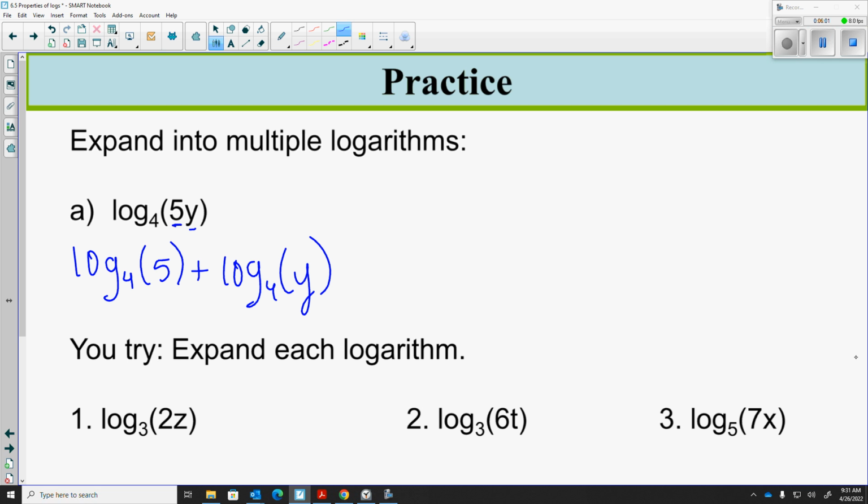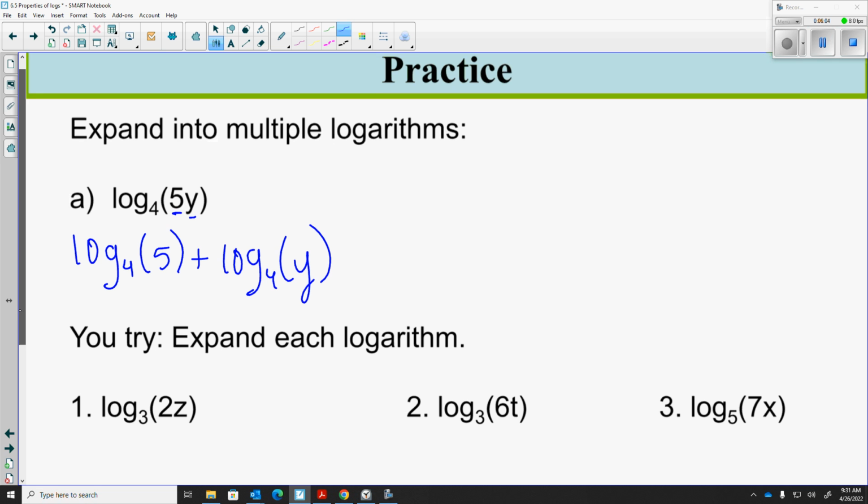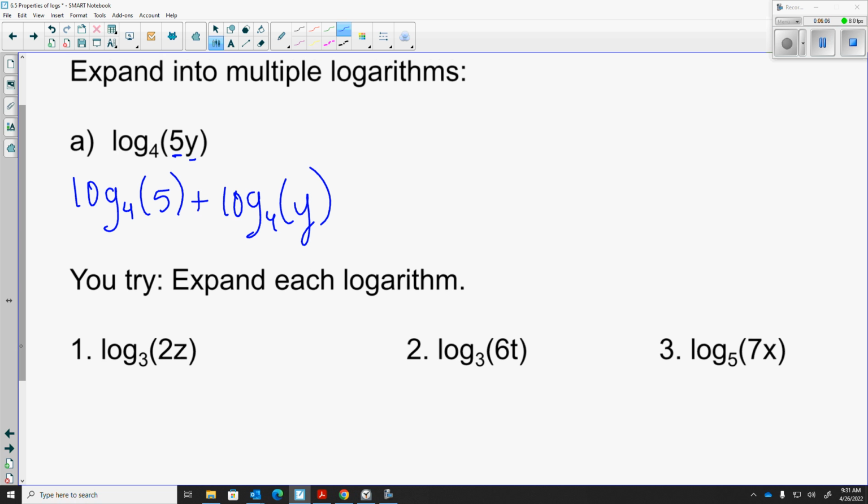And try to break those up on your own. Hopefully this is not too bad. You're just taking the pieces and splitting them up.